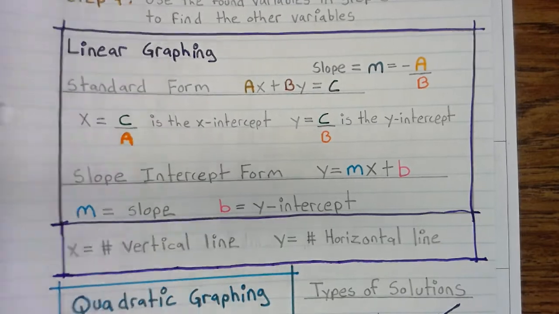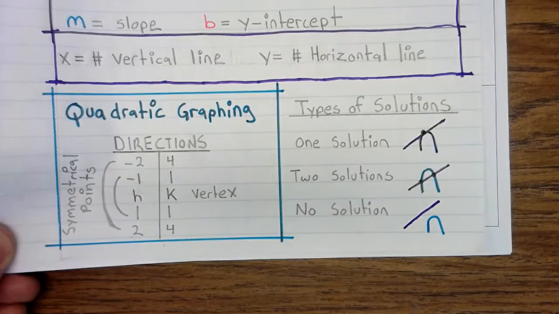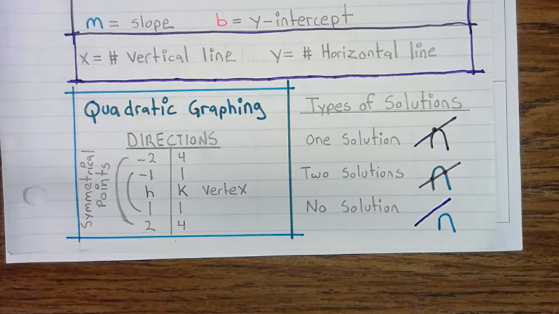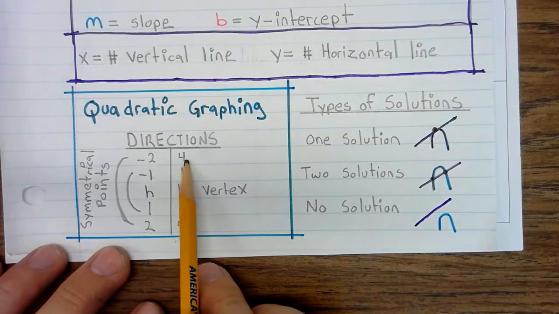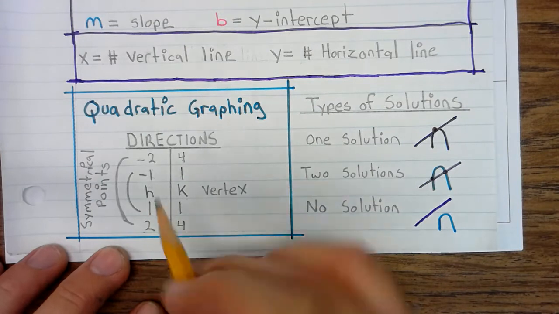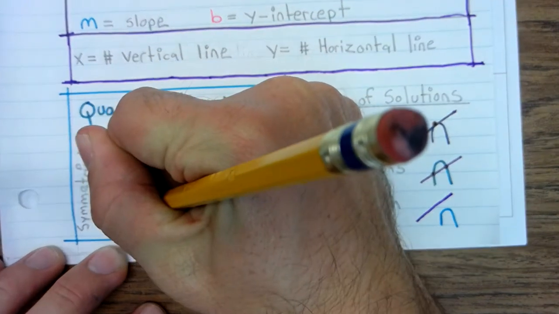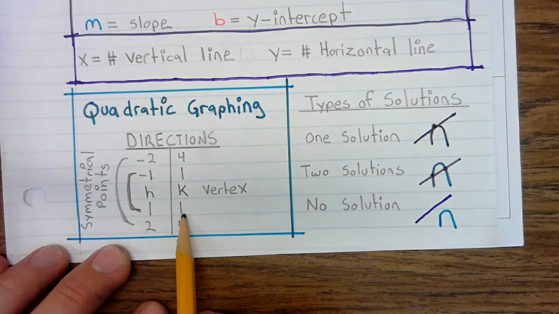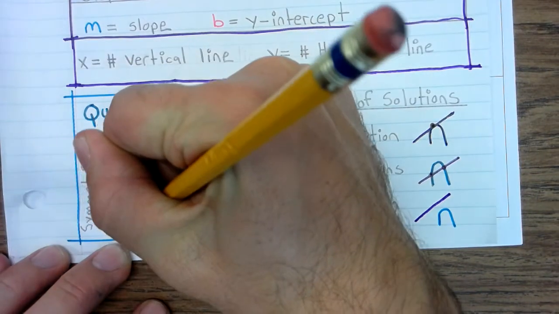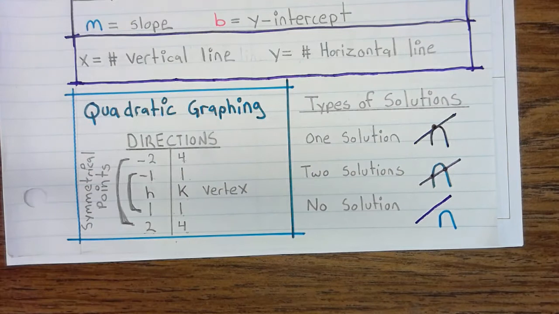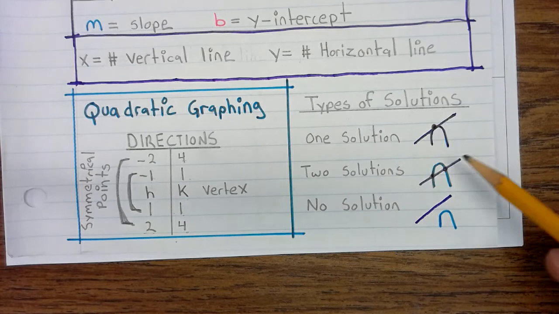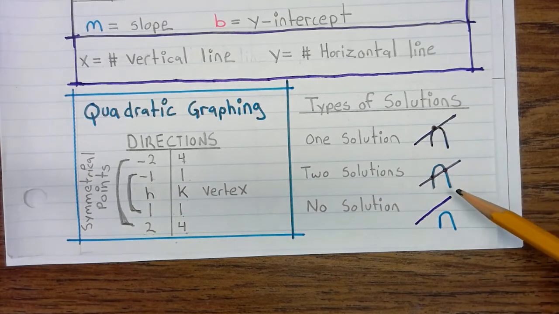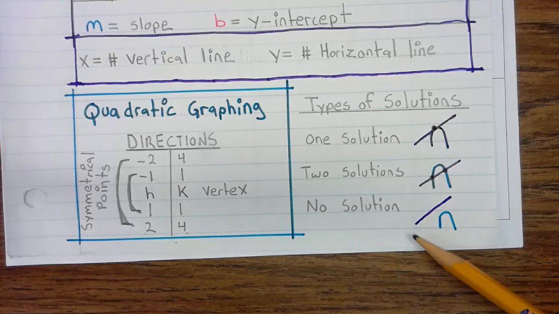All right, so now let's look at quadratic graphing. Okay, now these are the directions for quadratic. We know negative 2, 4, negative 1, 1, 0, 0, 1, 1, 2, 4. Now we call them symmetric because negative 1 is 1 and 1 is 1, and negative 2 is 4 and 2 is 4. Okay, now the types of solutions when solving systems of linear and quadratic equations. One solution is when they intersect at one point, two solutions when they intersect at 2 points, and no solution is when they intersect at no points, or they do not intersect at all.